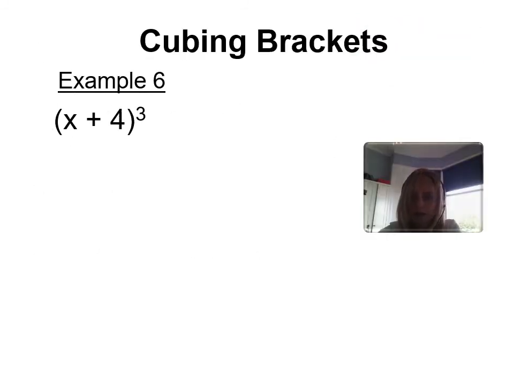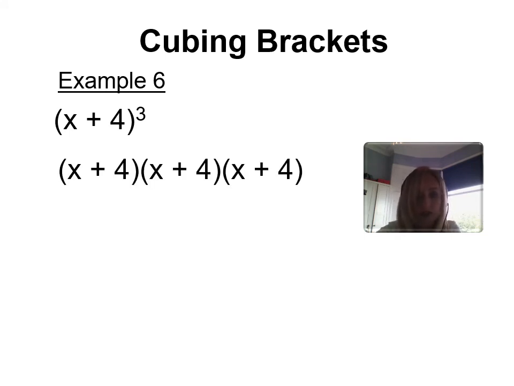So example 6, the last example I'm going to look at is what's called cubing brackets. Where we saw with the squaring, we rewrote it, and we're going to do exactly the same thing here. x plus 4 cubed means we're multiplying this x plus 4 by itself 3 times. So write it out that way. First of all, x plus 4 times x plus 4 times x plus 4 with the brackets.